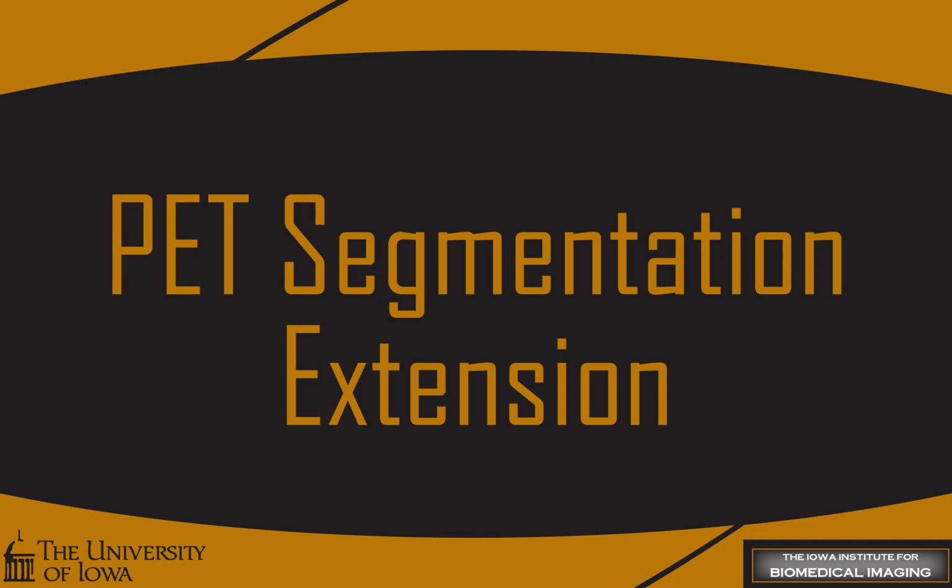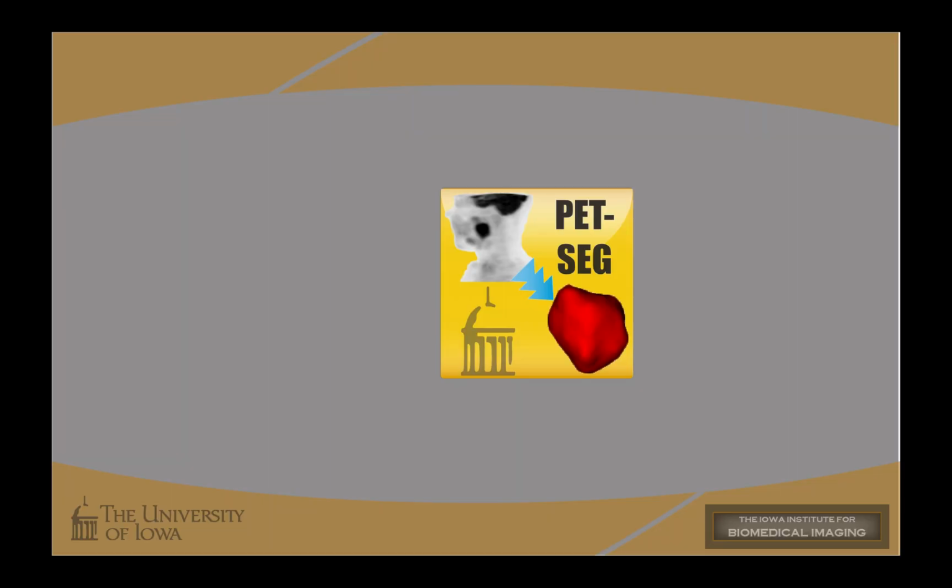In this video, we are looking at the PET Tumor Segmentation Extension for 3D Slicer, a multi-platform, free and open source software package for visualization and medical image computing. This extension was designed for segmentation of lesions in PET scans. It is one of a suite of publicly available tools developed at the University of Iowa.